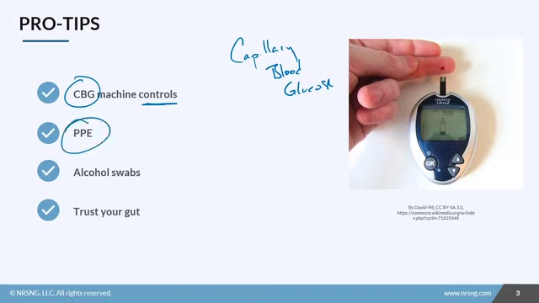This goes without saying, but I'm going to say it: always wear your gloves. Always wear your PPE. I can't tell you how many times I've seen other nurses do blood sugars on patients and they don't wear gloves. You want to protect yourself. You want to protect your patient. So just make sure that you're always wearing gloves when you're doing blood sugars.